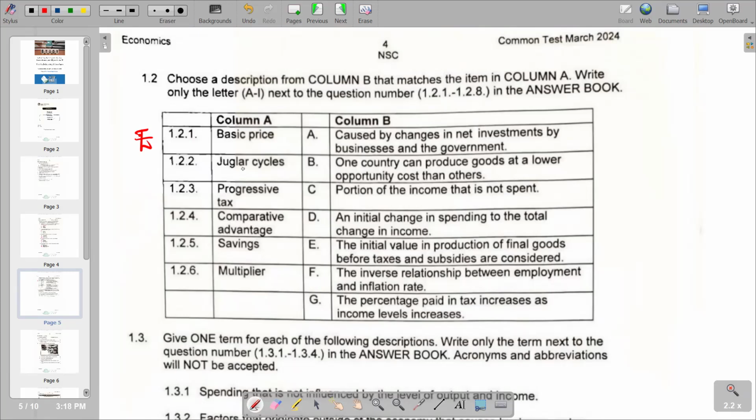So moving on to 1.2.2, we have Juglar cycles. According to the responses that we have, we can try to see which one matches Juglar cycles. We've got A, caused by changes in net investment by businesses and the government. So we have A as the correct response.